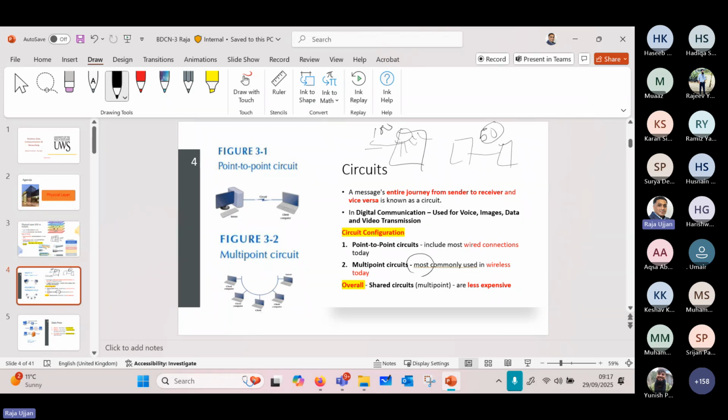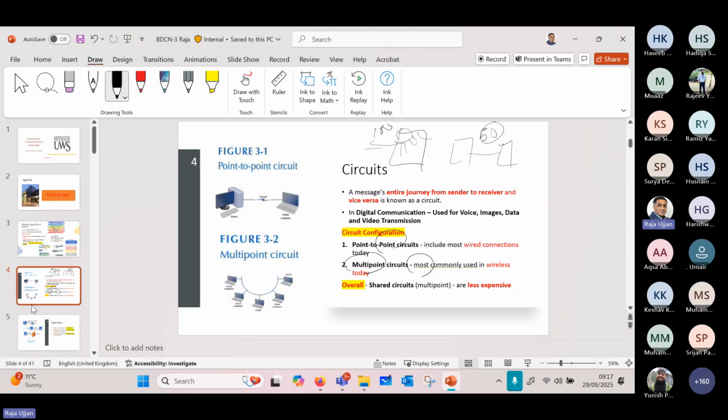I would say again, please try to use multi-point circuits with wireless, and point to point for some security, for financial things, for management things. So please try to deploy all these things in your coursework too. You will get definite marks. That's why I'm telling you.